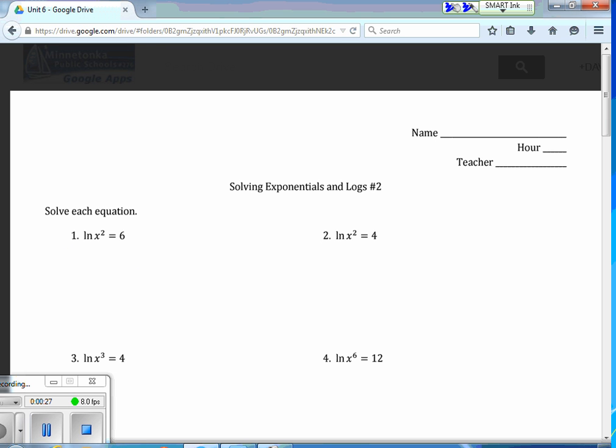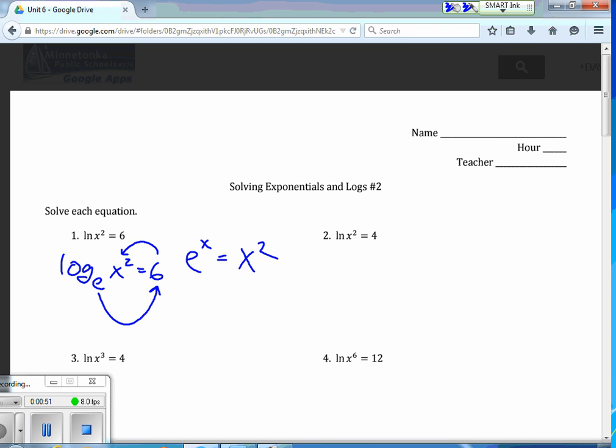But I would change it into a log base e of x squared equals 6. That may not feel any better to you, but now you can see what the base is, so you can do a rewrite. e to the 6th equals x squared. You should be familiar with that process by now.